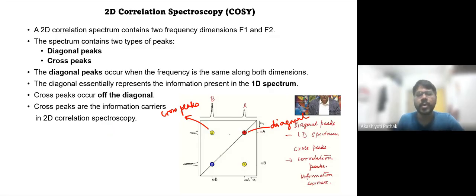If you get a cross peak in a COSY experiment, then it would suggest that your A spin is coupled to the B spin. That is why you are getting a cross peak. But if your A spin is not coupled to the B spin, then you will not observe this cross peak. So your cross peaks are the information carriers, and your diagonal peaks just show that each spin is correlated to itself. That does not provide us any essential information.